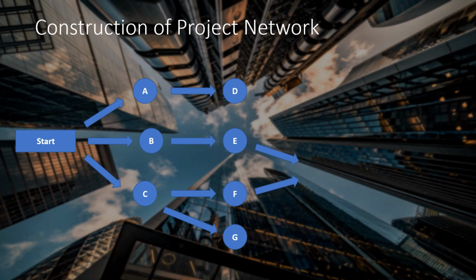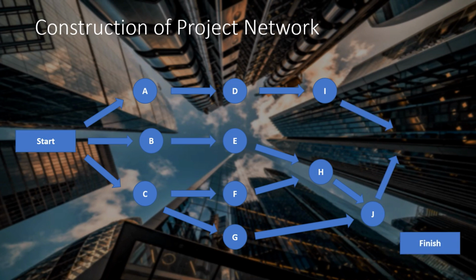Activities E and F need to be completed before activity H starts. Activity D needs to be completed before activity I starts. Activities G and H need to be completed before activity J starts. Activities I and J will go to finish. Now that we have the nodes completed, we can proceed to the next step.